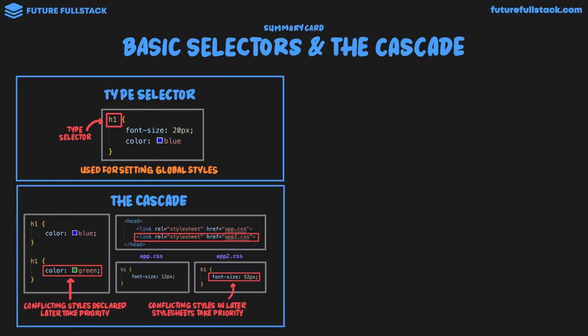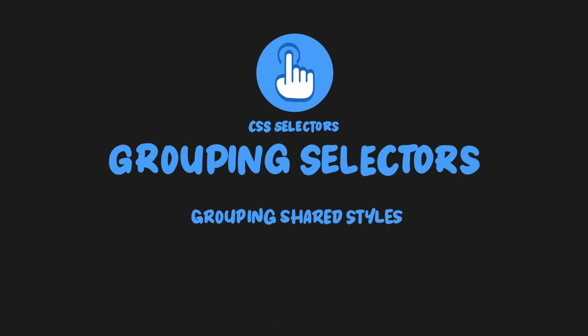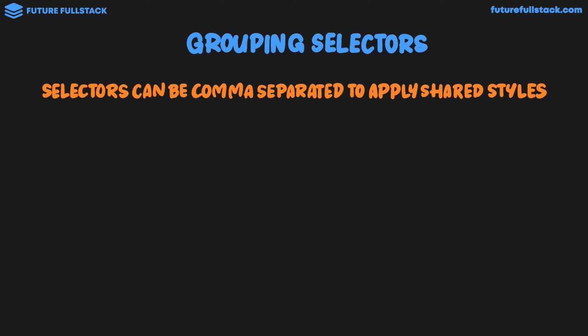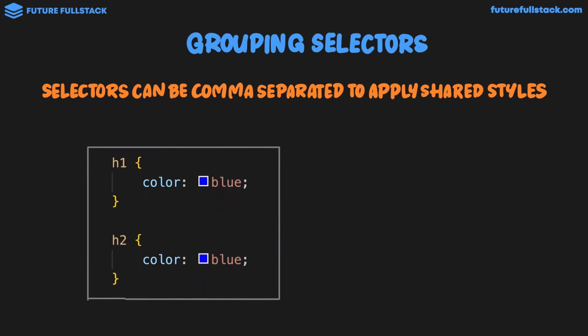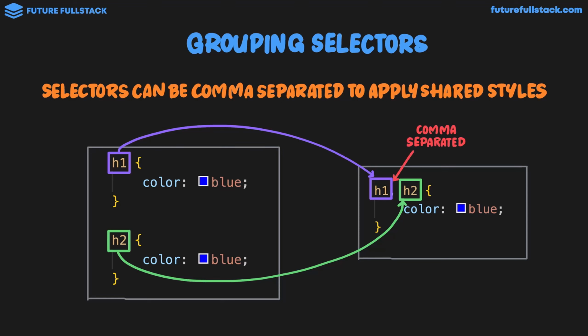Now we'll see how to apply styles to multiple elements at once by grouping selectors. We'll be discussing grouping shared styles, and grouping selectors and cascading. So what is grouping selectors about? Selectors can be comma-separated to apply shared styles. For example, let's say we had an H1 with the color blue and an H2 with the color blue. We can rewrite this CSS more efficiently like this. We grab the H1 selector and the H2 selector, and we comma-separate them. And then we just define our rule once. This method avoids us repeating shared styles and makes our CSS code more concise.